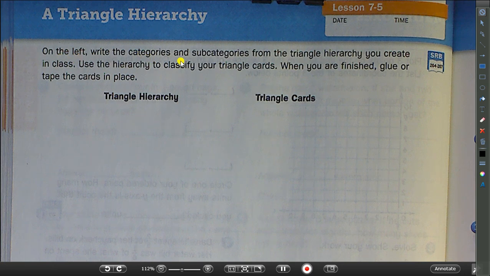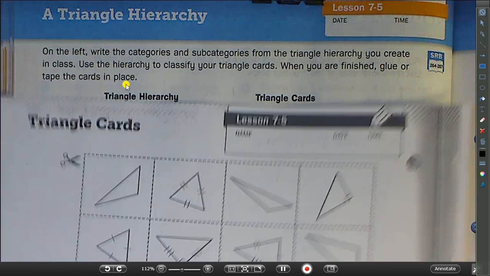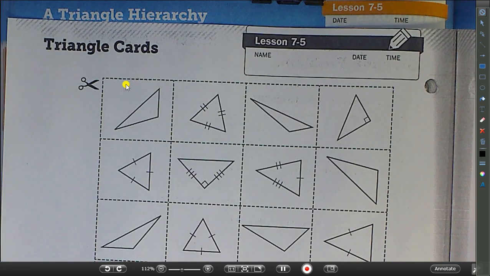On the left, write the categories and subcategories from the triangle hierarchy you created in class. Well, I'll be doing that part. Use the hierarchy to classify your triangle cards. When you are finished, glue or tape the cards in place. So this is the page you need. That was, I think, the first page of the math materials underneath the cover letter that you either got in your paper packet or that was sent to you electronically.